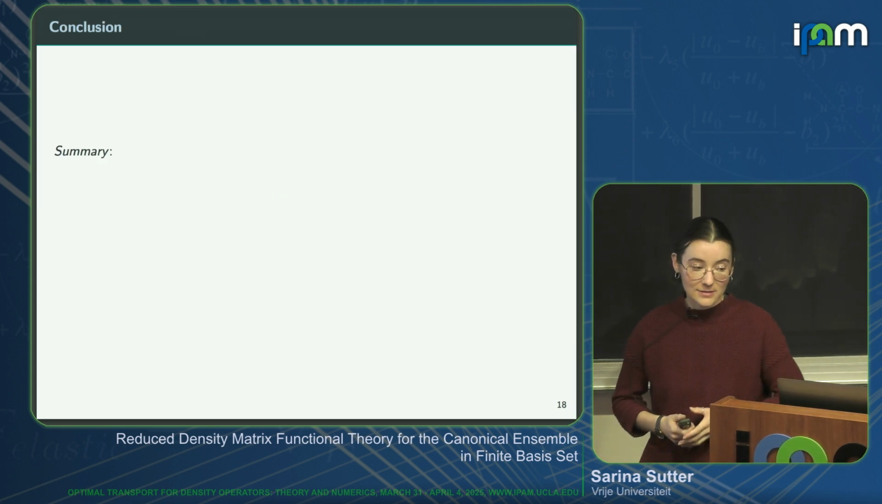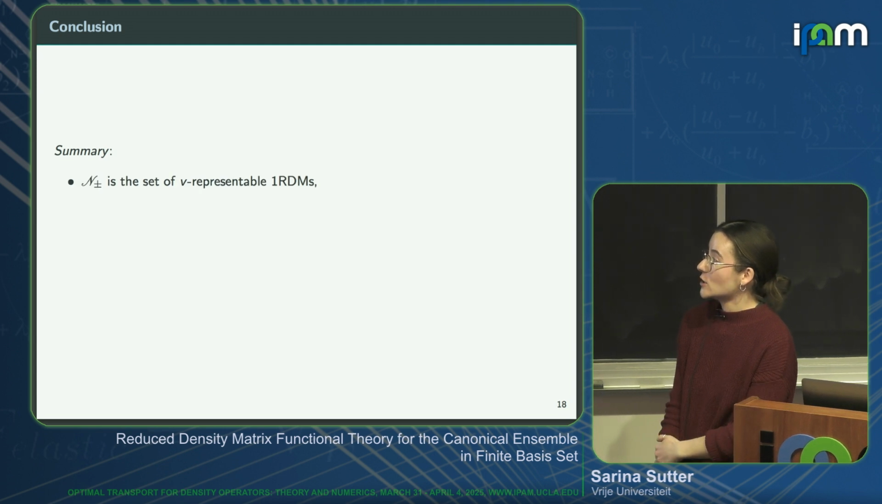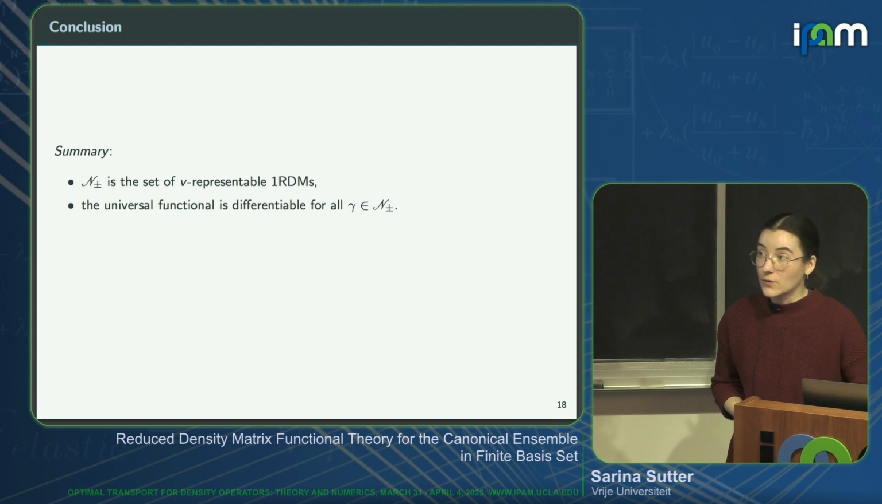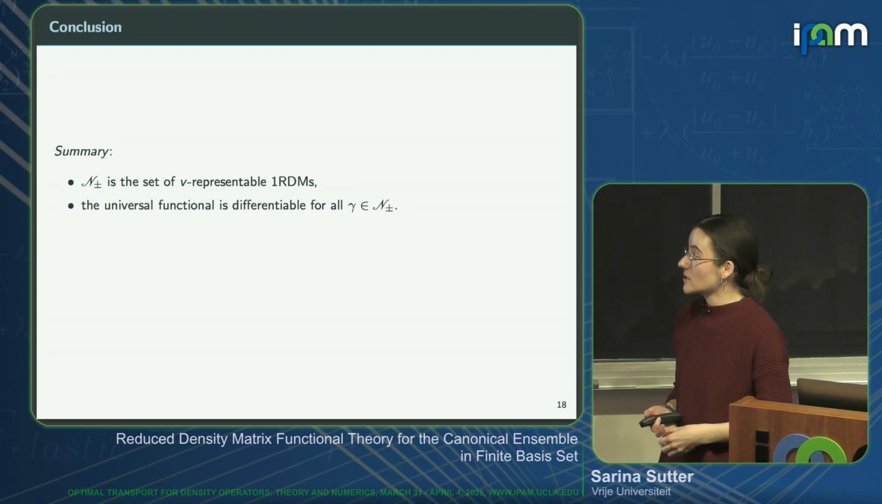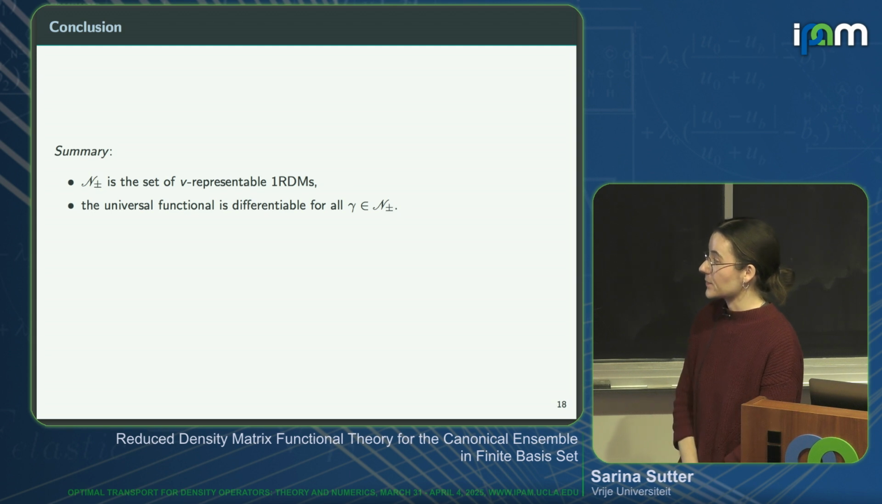So now I'm at the end of my talk. A small summary: we showed that this set N is the set of all v-representable densities, and that the universal functional is differentiable for all 1-RDMs in this set.